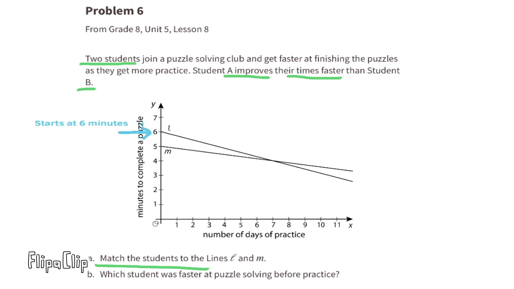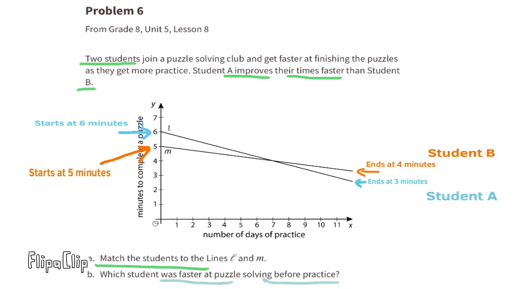Here you can see that line L starts at 6 minutes. On the first day, it took 6 minutes to complete a puzzle. As the days progressed, eventually, it's taken them less than 3 minutes to complete a puzzle. Line M starts at 5 minutes and ends at 4 minutes. Student A is represented by line L, and student B is represented by line M. B. Which student was faster at puzzle solving before practice? Student B was faster before practice, but student A became faster after practice.